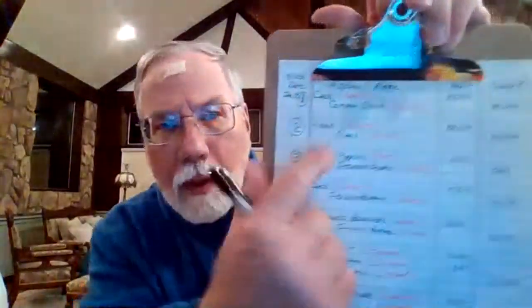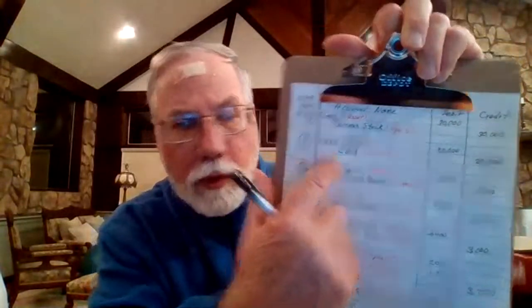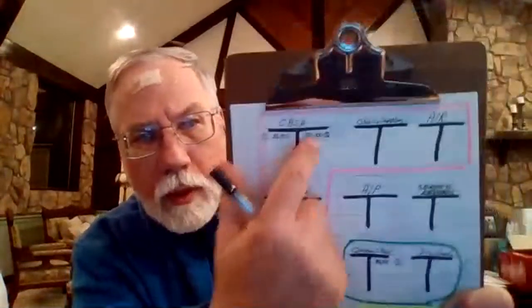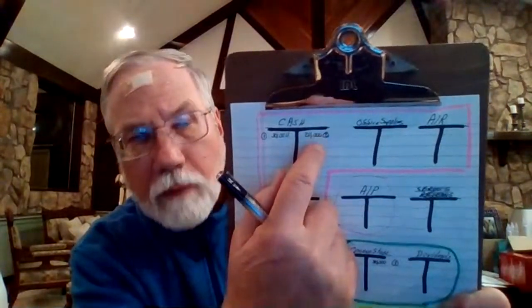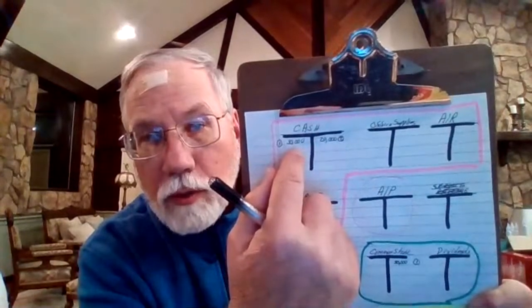Here's the journal entry. Debit to land, credit to cash. They're both assets. One's going up, one's going down. Here's the asset land. It's going up, 20,000. Cash is going down with a credit of 20,000. Right now, the balance of the cash account would be $10,000 debit balance.